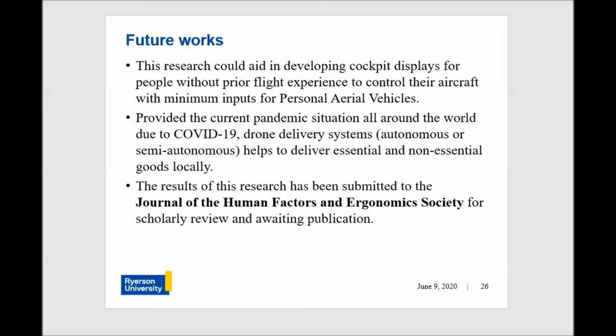And based on the results of this research and findings, they have been submitted to the Journal of the Human Factors and Ergonomics Society, and we are awaiting scholarly review. And the next step would be publishing this information within the journal.